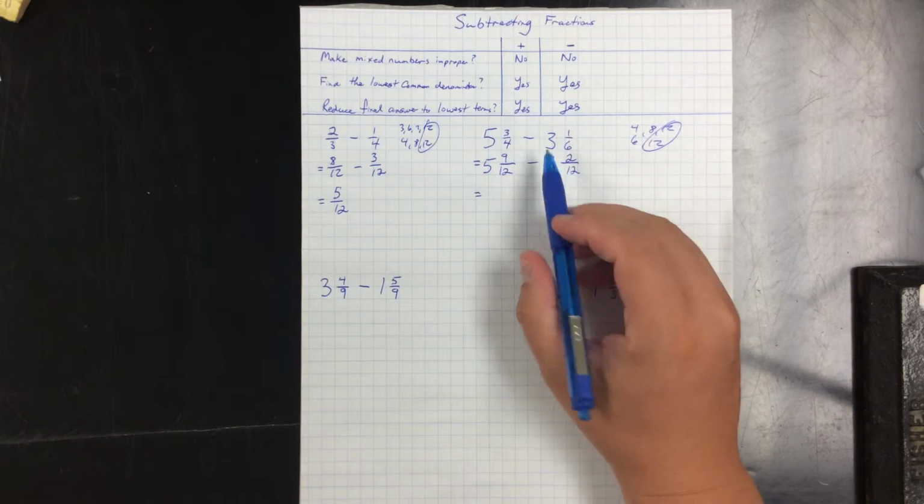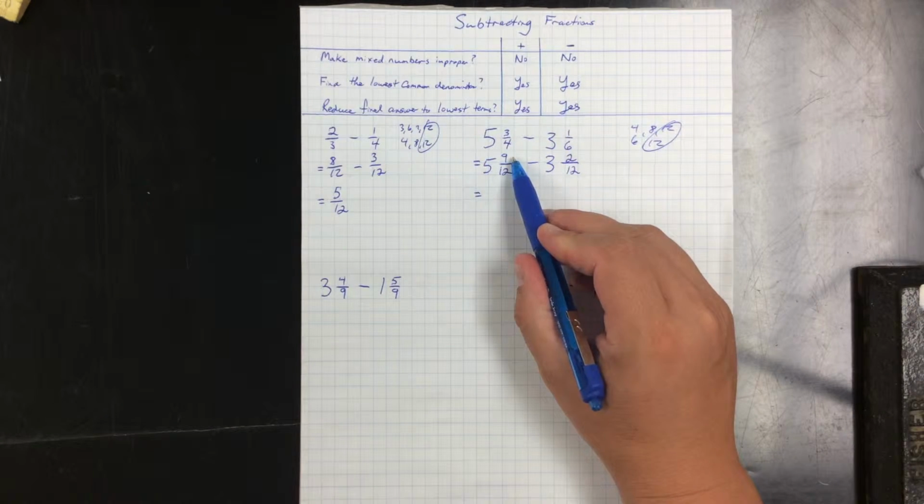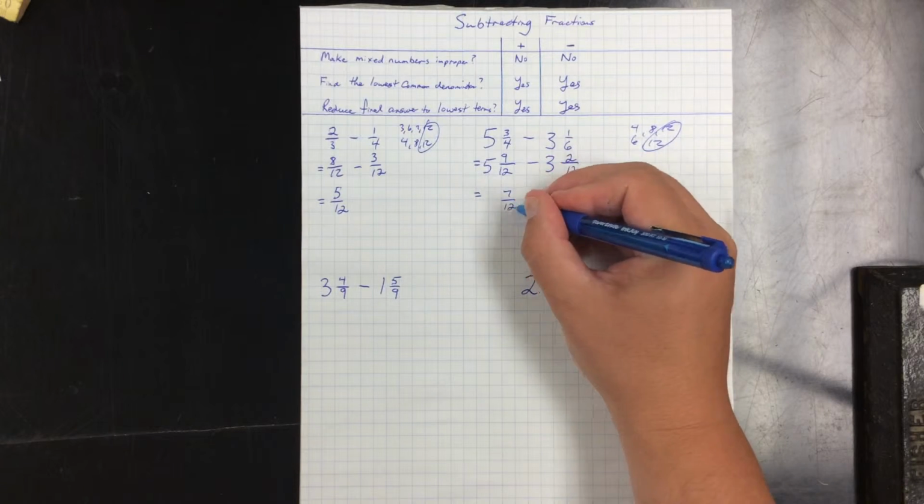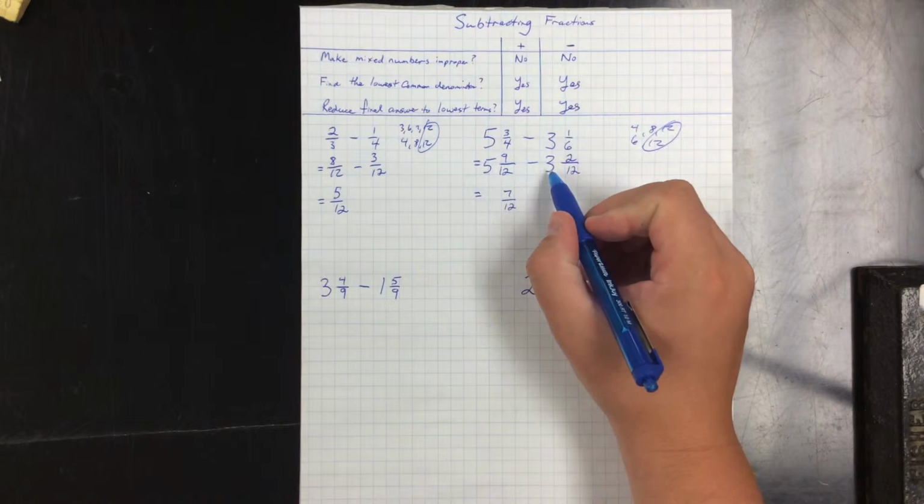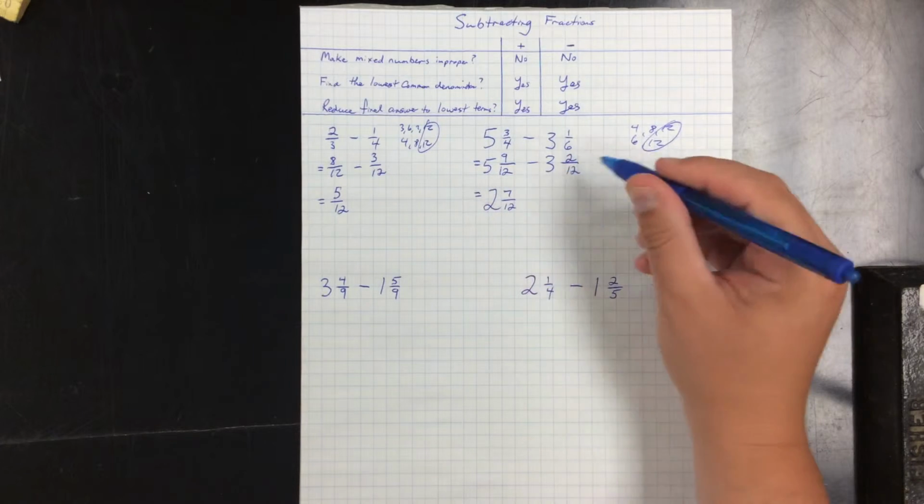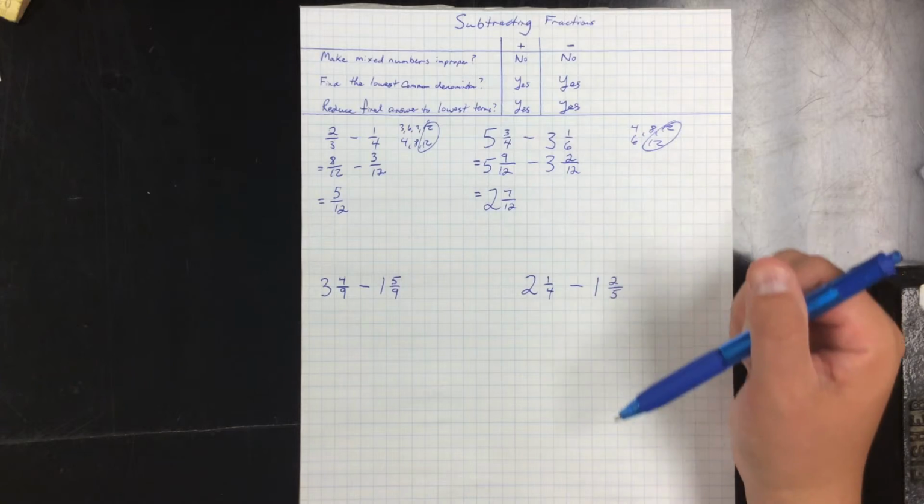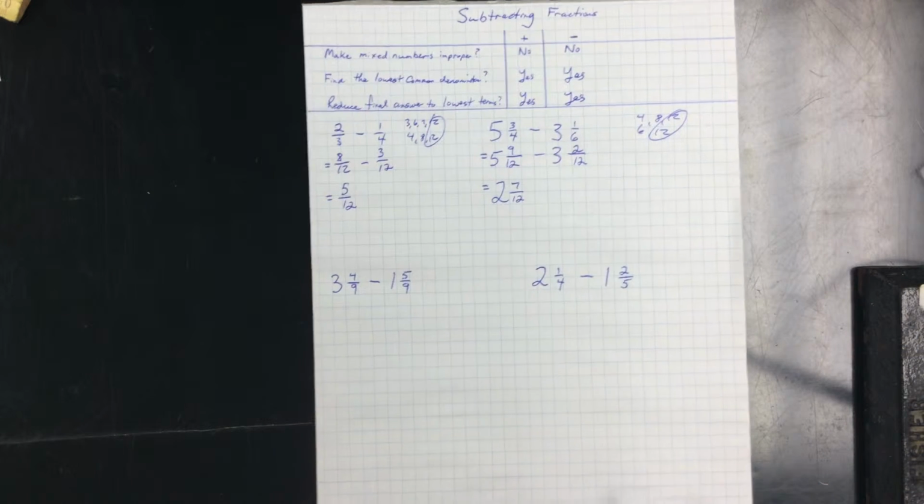For these, I want to think about my numerators first. So 9 minus 2 is 7, 12ths, and then do the whole numbers. 5 minus 3 is 2. 2 and 5/12. 7 again is prime, so 7, 14. No, it's not going to go into 12 evenly, so it's in lowest terms.